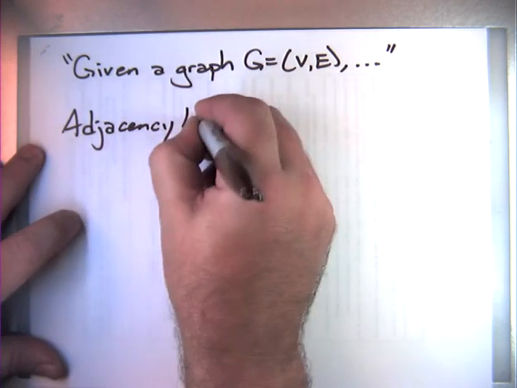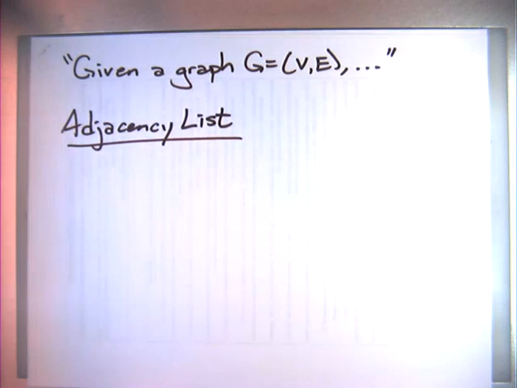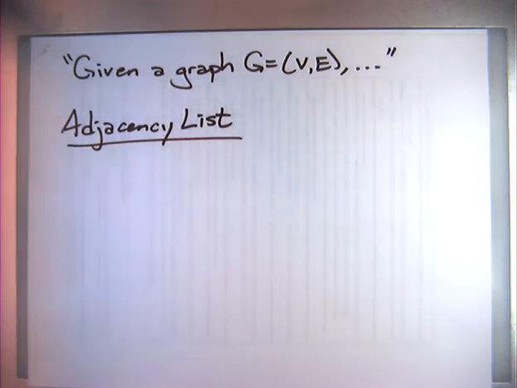There's a data structure called an adjacency list. Now, an adjacency list is an example of a principle sometimes called the red herring principle. In mathematics and in computer science, a red herring is not necessarily red and it's not necessarily a fish. An adjacency list is not a list. It's an array of lists.